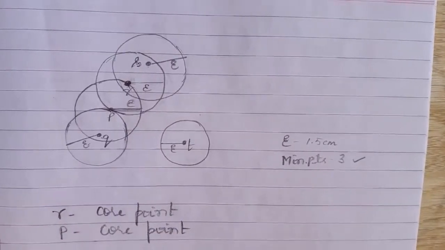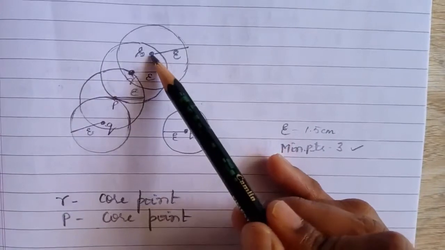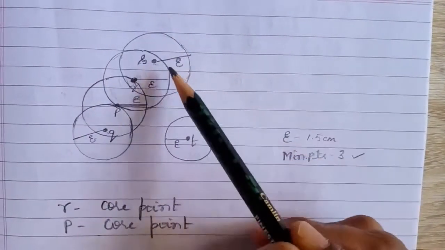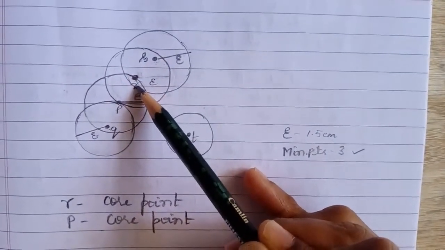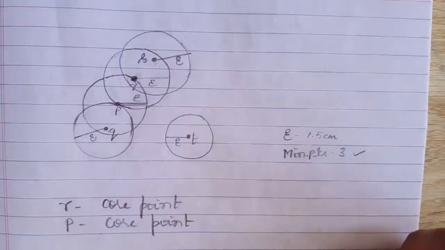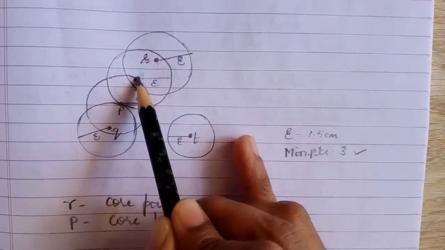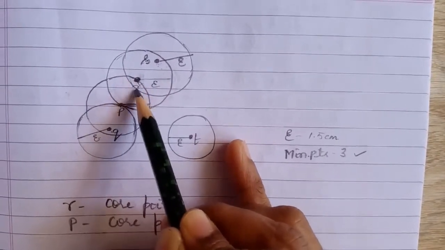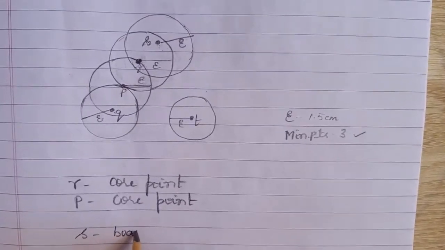So we have called P also as core point. Next we will see S. From S you have drawn a circle with epsilon radius, and this circle has only 2 points, S and R. It is not satisfying the minimum points given, but S is a neighbor of some core point, isn't it? S is a neighbor of core point R. Then you can call such point as a border point.